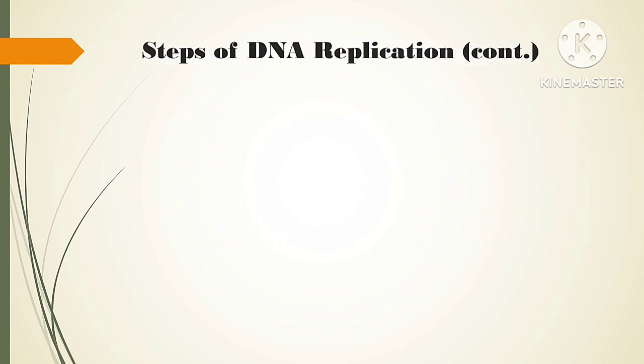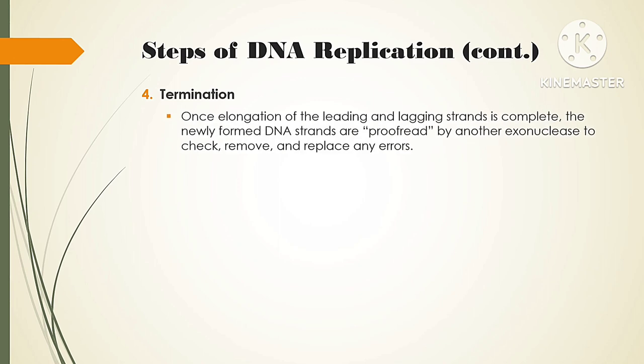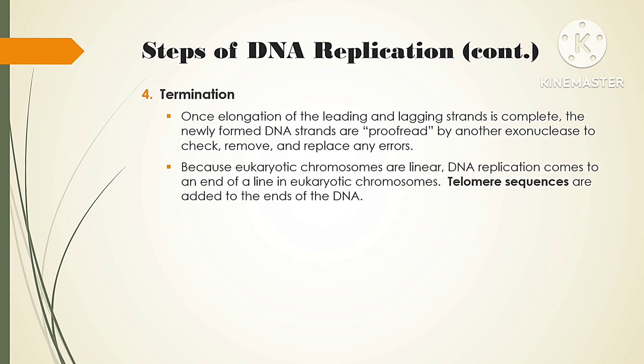Steps of DNA replication, continued. 4. Termination. Once elongation of the leading and lagging strands is complete, the newly formed DNA strands are proofread by another exonuclease to check, remove, and replace any errors. Because eukaryotic chromosomes are linear, DNA replication comes to the end of the line in eukaryotic chromosomes. Telomere sequences are added to the ends of the DNA.